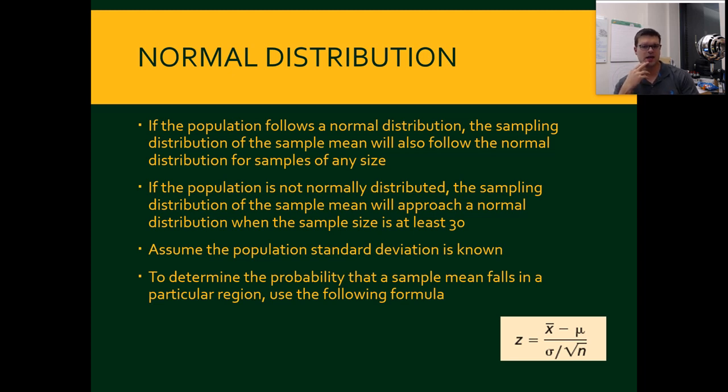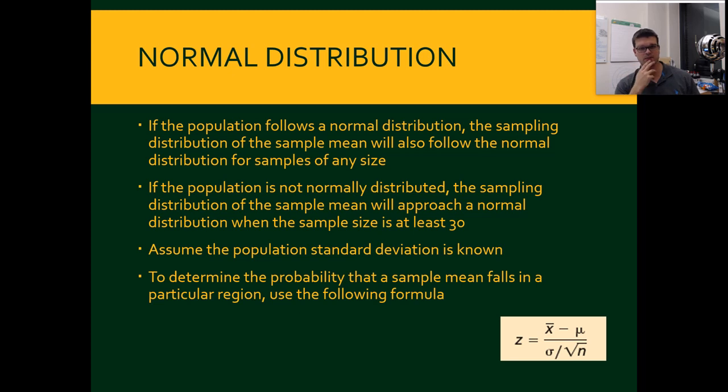Okay, so right now we're going to assume that the population standard deviation is known, which is really important because we're going to get into situations when the population standard deviation is not known, and so just make sure that you are aware of what to use at what point in time. But right now, when we deal with z-scores and z-tables, we are assuming that the population standard deviation is known.